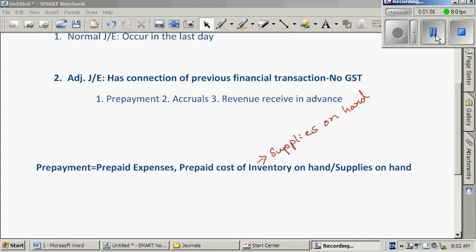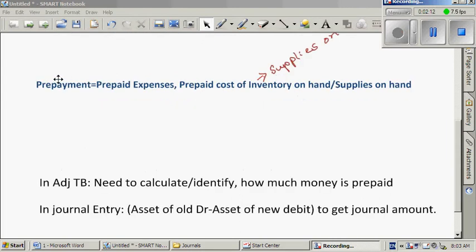Expense is just a gone case. You are not going to get anything in future for the expense, but from the asset you will get a benefit in future. So over here, both are prepayments and both are assets.